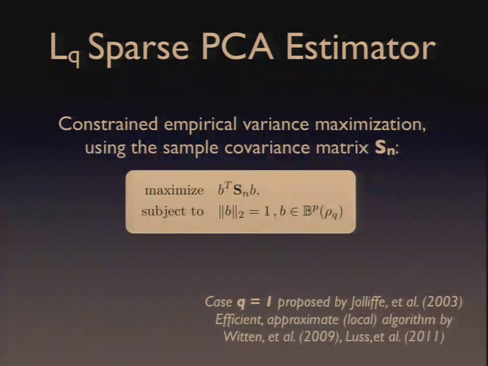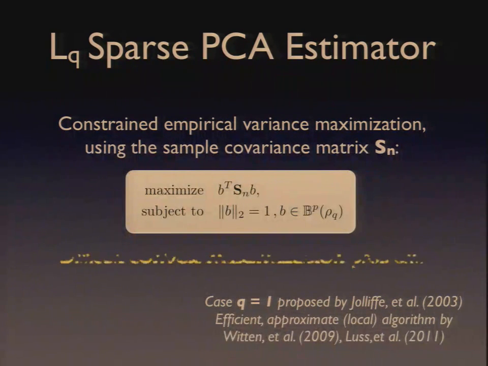Okay, and so what this estimator does is it is a constrained variance maximization problem. Basically, without this LQ constraint, this would just be your usual ordinary PCA problem. But what the LQ constrained sparse PCA estimator does is it adds an additional LQ constraint on your estimate. Okay? The case Q equals 1 is what is sometimes referred to as lasso. This is the one that has been proposed previously.